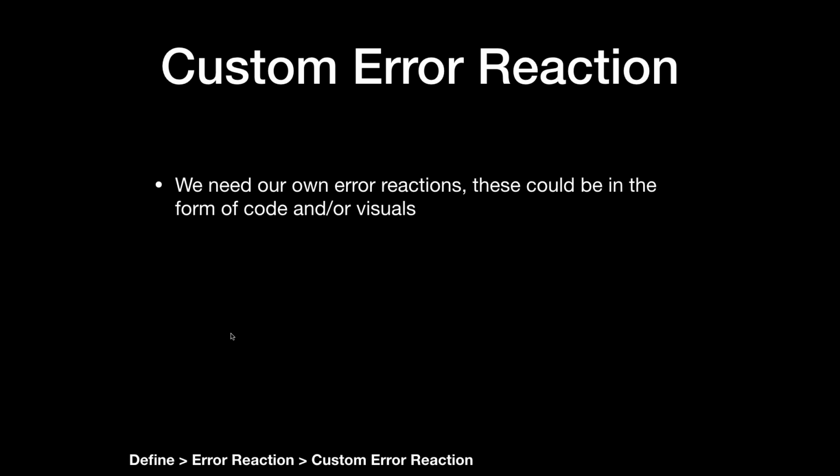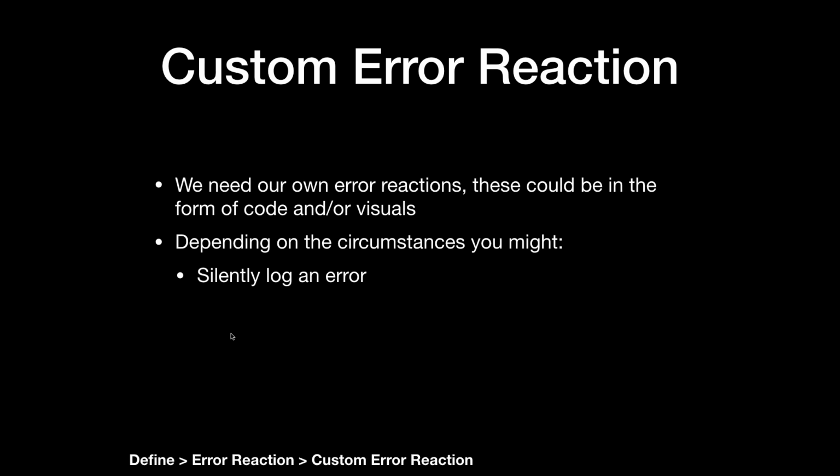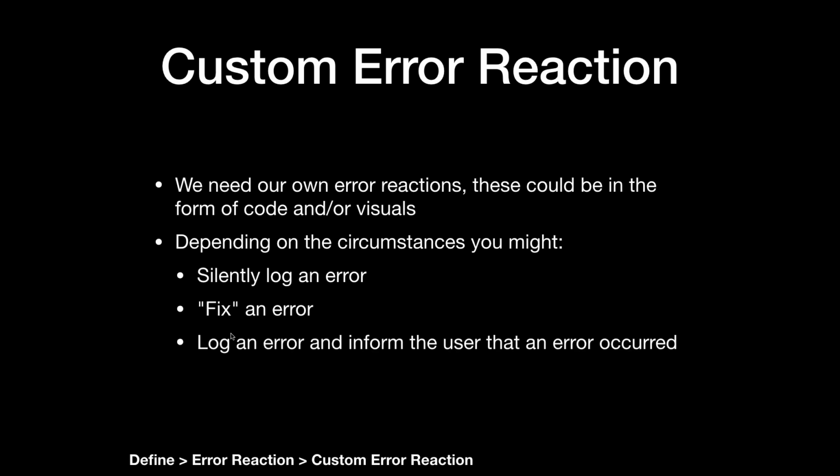But yeah, so you're going to want something. We'll see some examples in a minute. But the kind of things you might want to do, you might want to silently log an error. You might want to try and fix it, which can always make things worse, but you might want to try and take retroactive steps. You might want to log the error and inform the user that it occurred, right? You might want to say, record is locked, log that fact, and then show the user somehow that it was locked and you can continue.